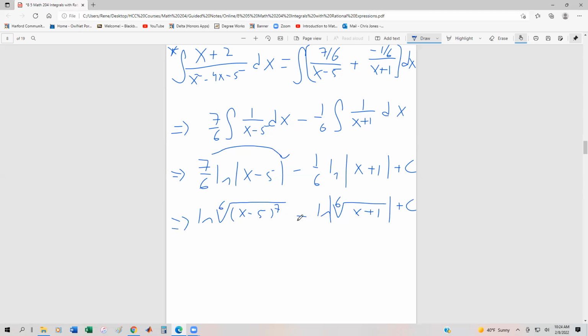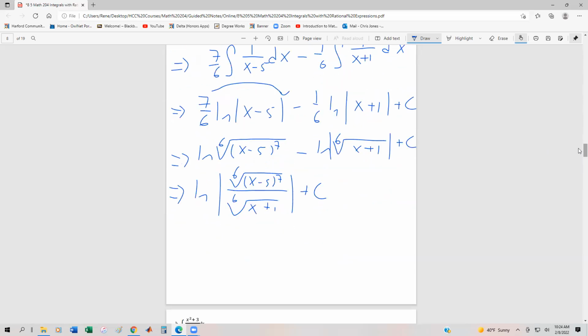Then, because we have a subtraction, we could just take the quotient of the two, and we could write it like this. So the natural log of the absolute value of the 6th root of x minus 5 to the 7th divided by the 6th root of x plus 1, plus c. And then notice that there's a 6th root that's shared between those two terms. So if you're looking for the back of the book answer, or maybe Wolfram Alpha or Symbolab, not saying that this would be the answer from those, we would just combine that into one big 6th root. We would have x minus 5 to the 7th in the numerator, x plus 1 in the denominator, plus c.